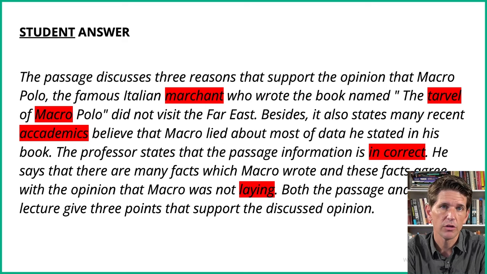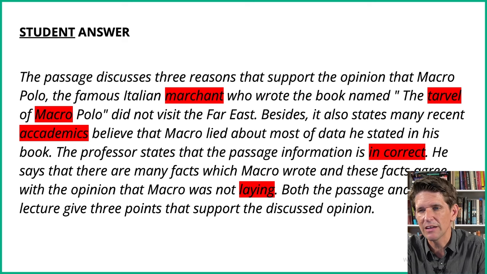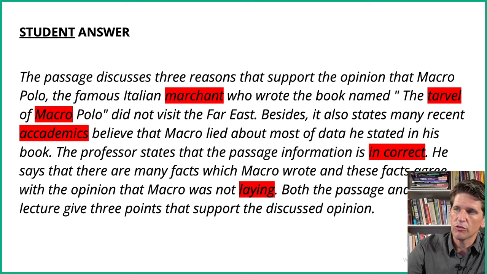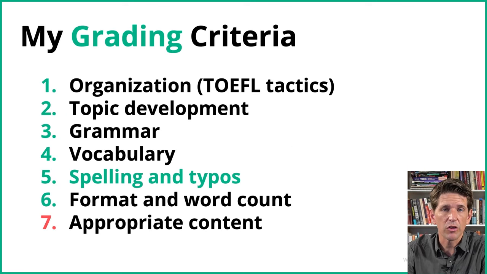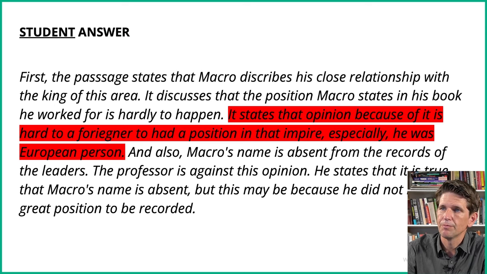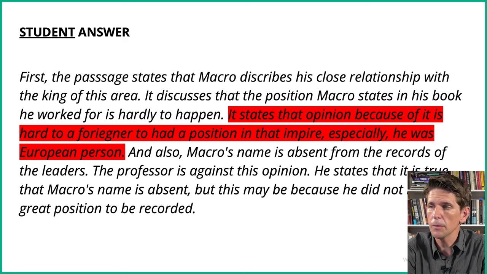This is too much. I put in your checklist to have no more than 10. You really want to get it down to 5 or less. You really want to have as few typos as possible. So that's spelling and typos. That's going to hurt the student's score. Another thing that's going to hurt the student's score, let me read the first couple sentences here.